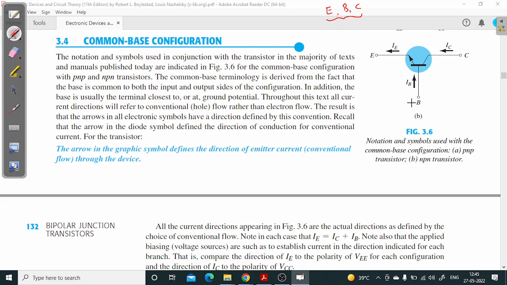The first type of configuration is called the common base configuration. Common base, the name suggests that the base terminal is common. Common to what? The base terminal is common between input side and the output side. That is, base is common between input and output ports, or input and output side.